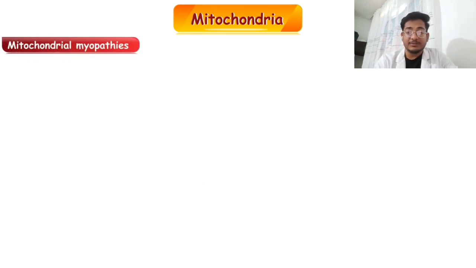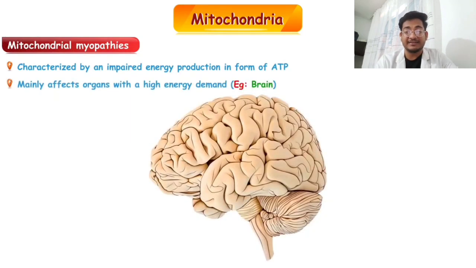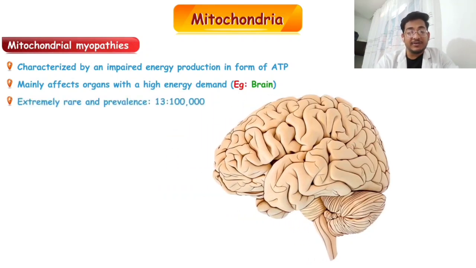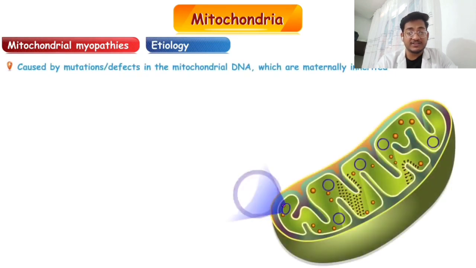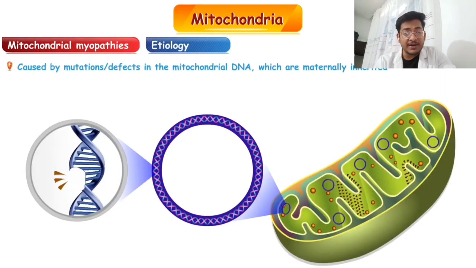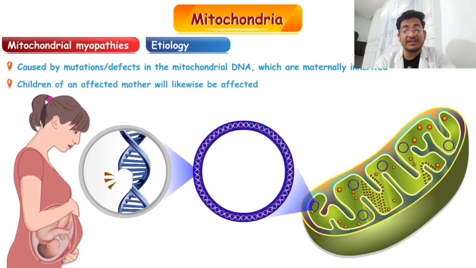Now we will see mitochondrial myopathies, which are characterized by impaired energy production in the form of ATP. They mainly affect organs with high energy demand, that is the brain. These are extremely rare, with a prevalence of 13 in 100,000. One of these myopathies has an etiology caused by mutation defects in the mitochondrial DNA, which are maternally inherited. Children of an affected mother will likewise be affected.